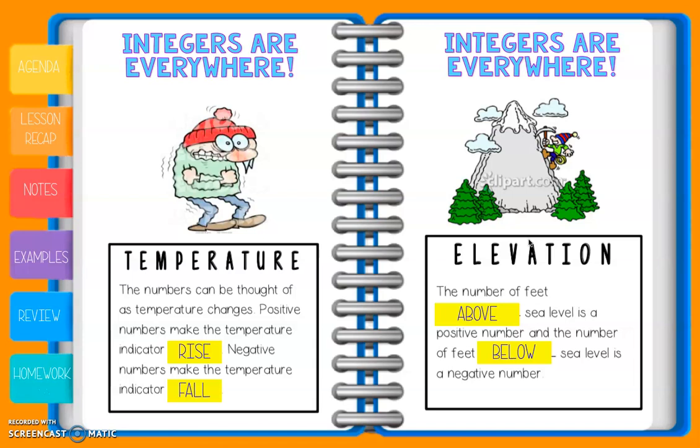So what you guys are going to work on today is you're going to read some real world situations and you're going to have to write algebraic sentences based on what it says. So you're going to have to use words like we reviewed, like above and below and rise and fall, to indicate whether it is a positive or whether it is a negative.